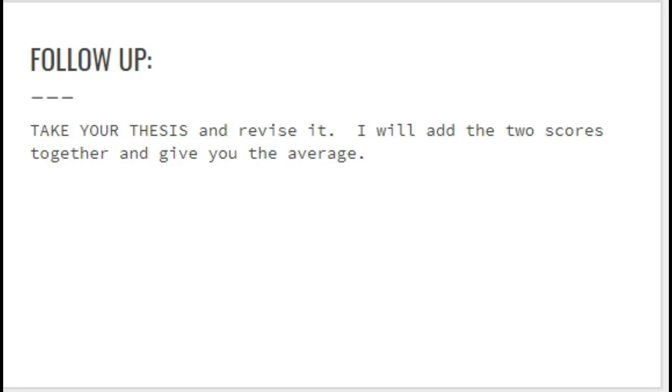So what I'm going to allow you to do is have another shot at this. So take your thesis as I pass it back in class and revise it. If you choose to do this, I will add the two scores together, and I think this is fair. I'll give you the average, but we need to get better moving forward on this. So this is a good review.